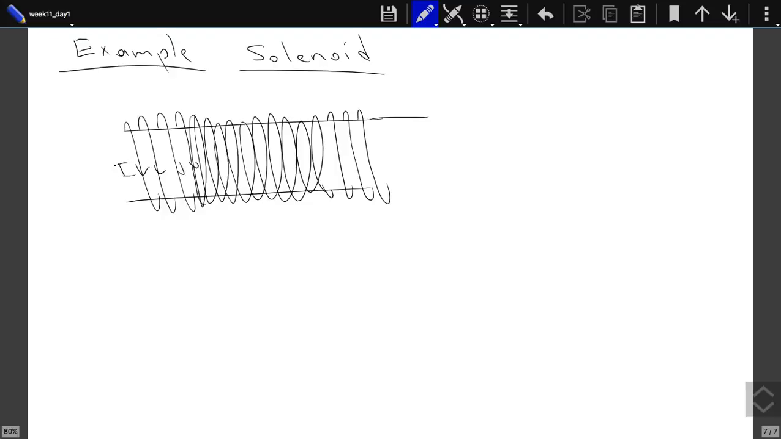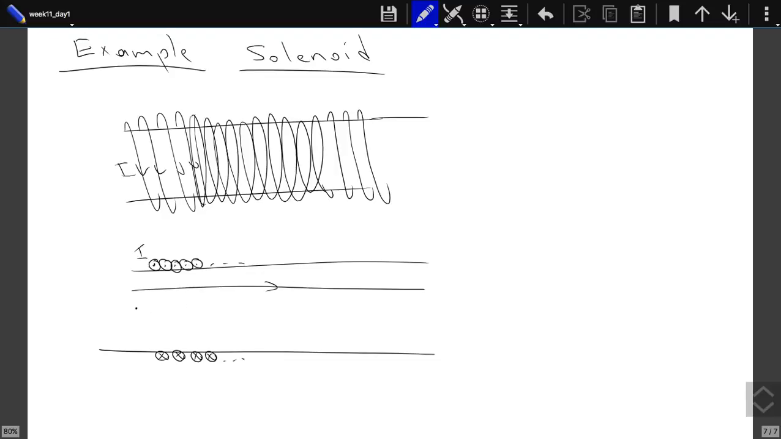The magnetic field lines, let me just draw its cross section. So here the current is coming out. Here the current is going in. The magnetic field lines of this solenoid will be horizontal. This is our B. Outside, B will be 0.